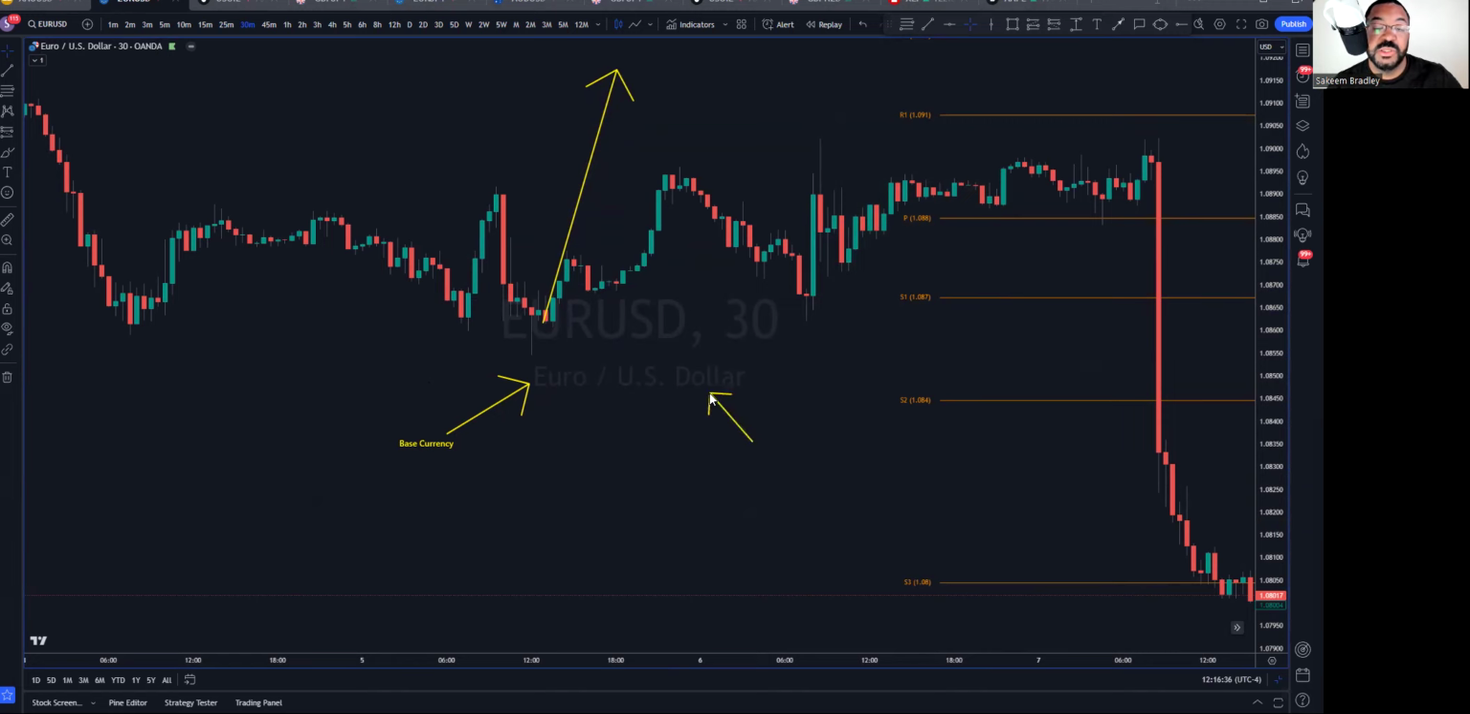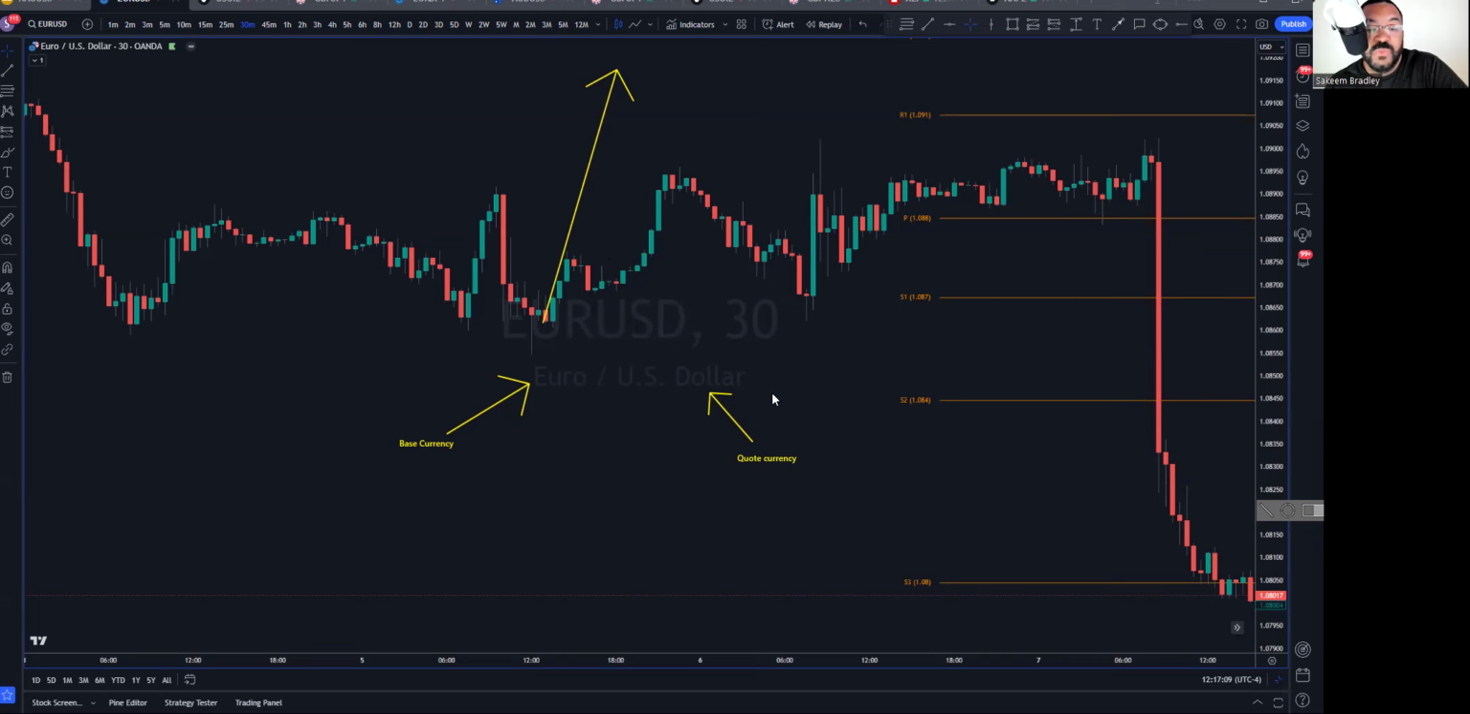So now the dollar is the quote currency. That's the second currency that we're trading it against. So this is the quote. So that's the second currency. So if we're looking to take buys on this pair, that means the euro is gaining strength, and that would mean the dollar is getting weaker. So the euro is gaining strength against the dollar.